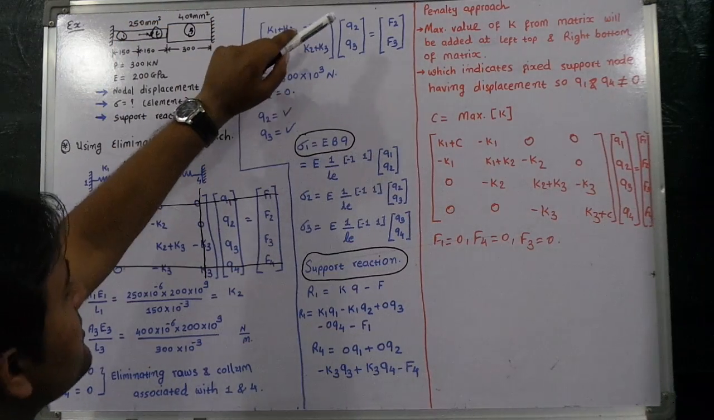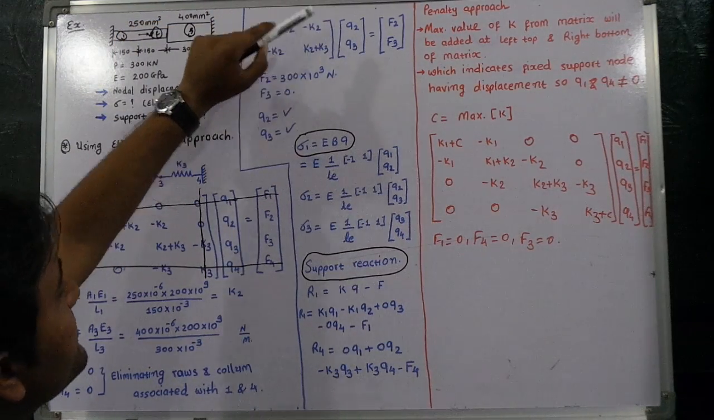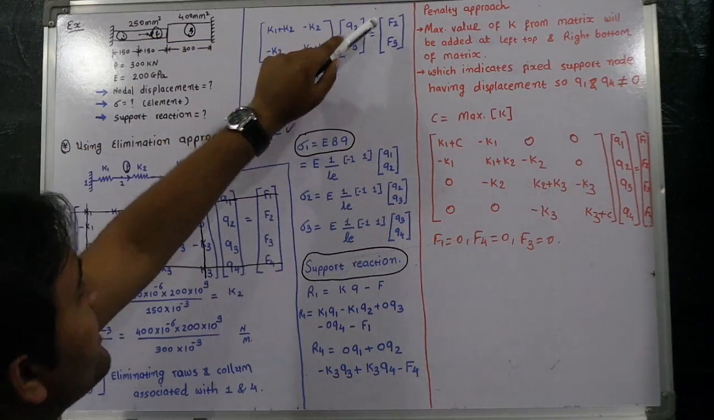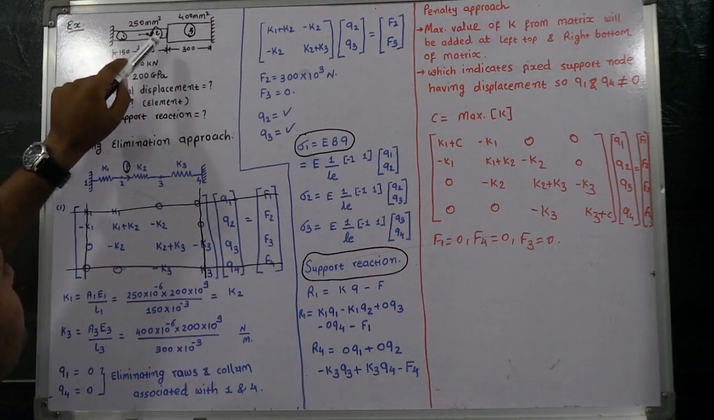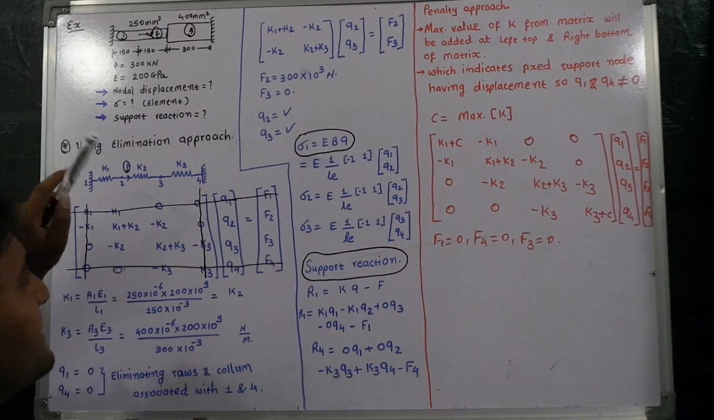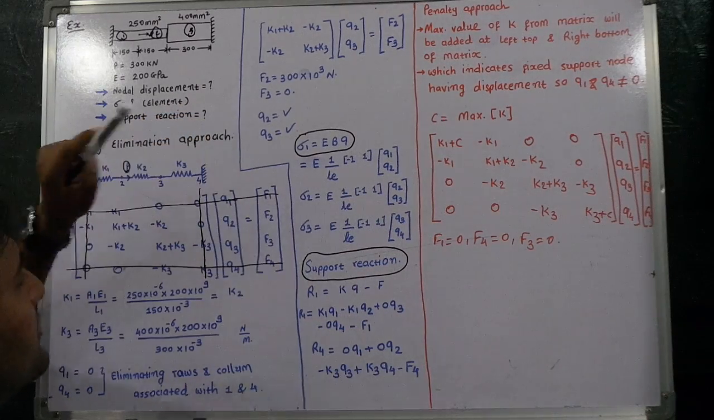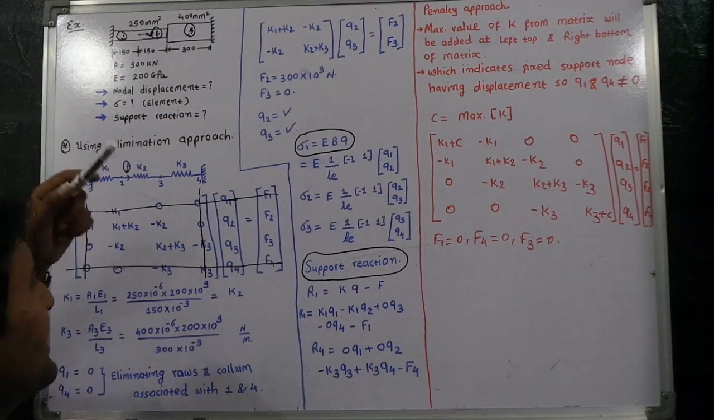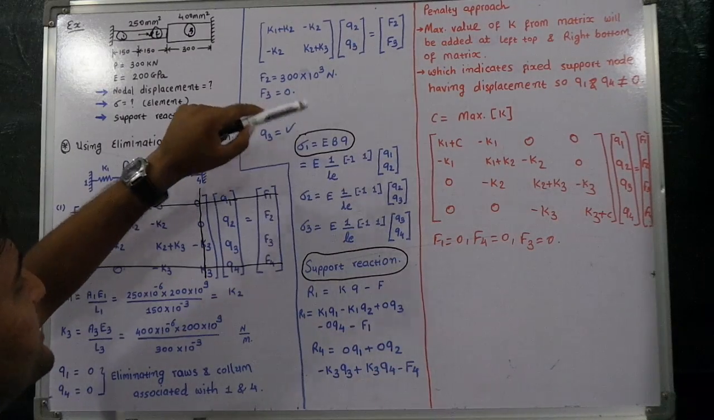Okay, so now our intention is to find out Q2 and Q3. K2 and K3 values are available, and the F2 value is available. For F3, there is no load acting at node number 3, so it is taken as 0. So we are able to find out the values of Q2 and Q3. Just find it out at your end. This is in terms of meter.